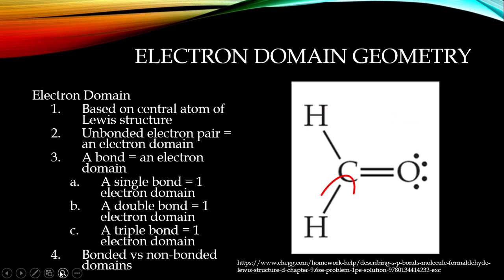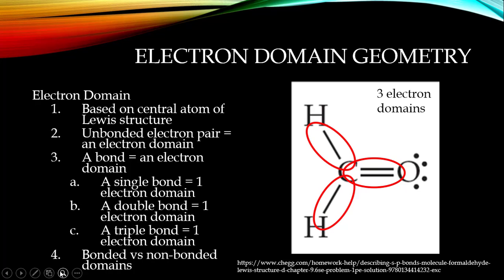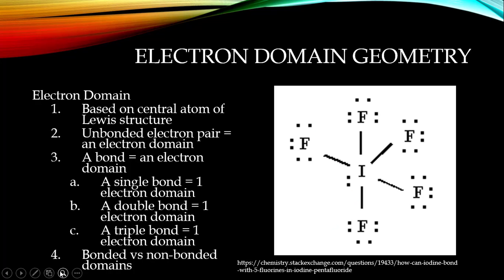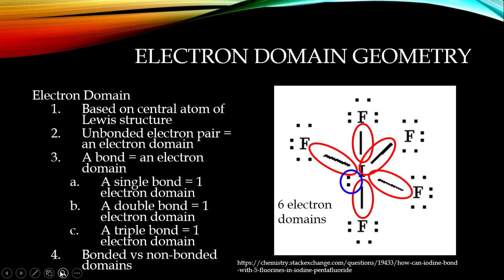Formaldehyde: there's a bond between a hydrogen and carbon, another bond between a hydrogen and carbon, and a double bond between the carbon and oxygen, but that counts as one domain. The unbonded pairs around the oxygen don't matter because it's not the central atom. And we would say here that there are three electron domains, and they're all bonded. Here is iodine pentafluoride. We can see that there are 5 bonds and one unbonded pair around the iodine. So that would be 6 electron domains around the iodine, 5 bonded, 1 non-bonded. So those are examples of electron domains.